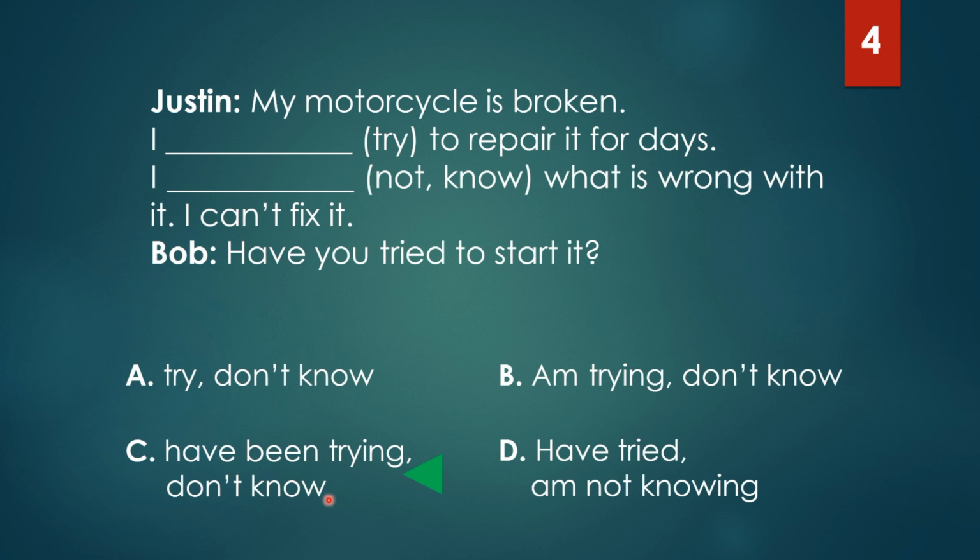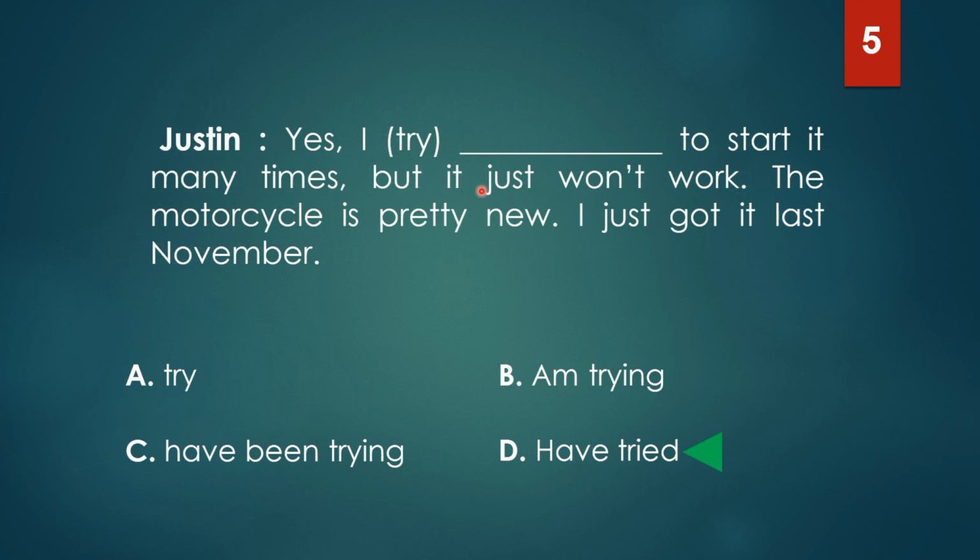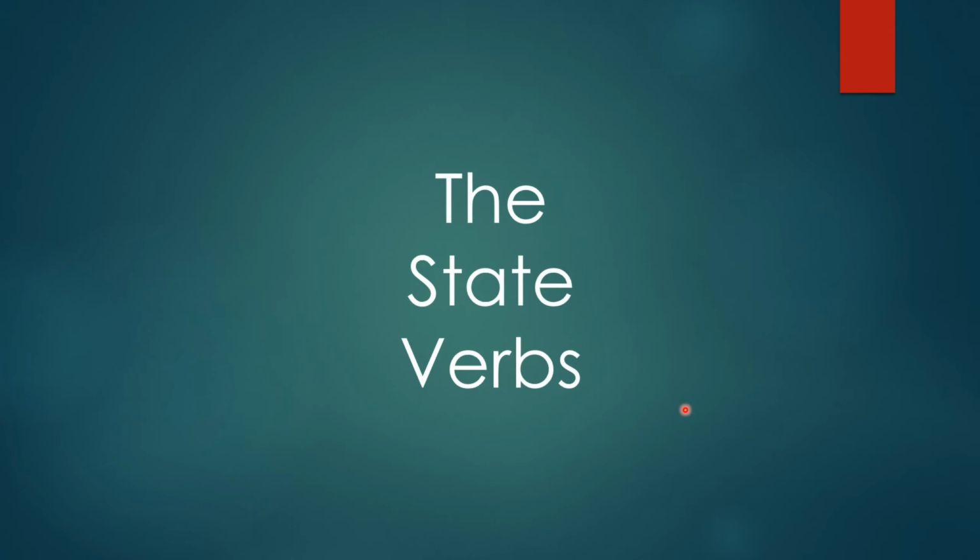And I don't know what is wrong with it. Well, "know" again is one of the state verbs. We use simple present. The next one, I have tried to start it many times. This is the number of times of the verb happening. So I would use present perfect.